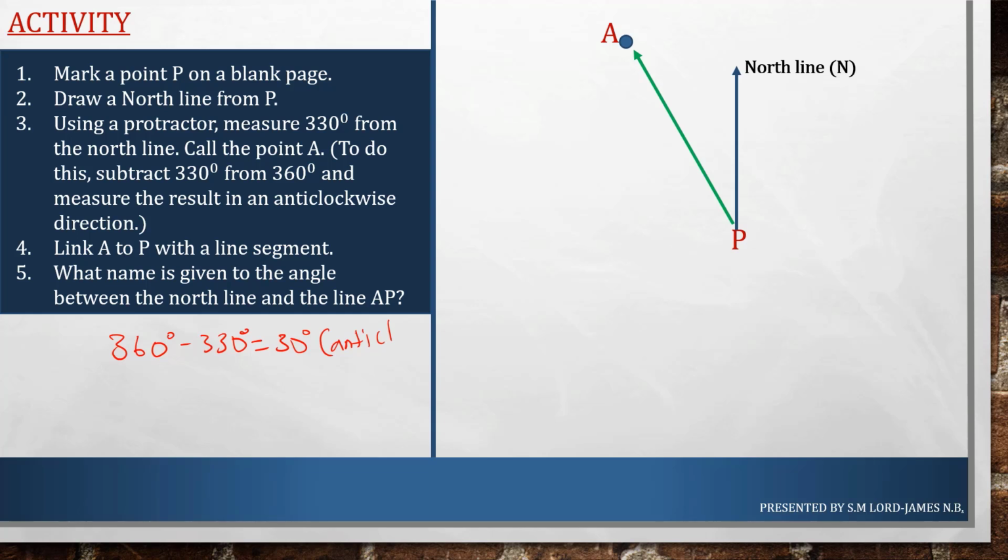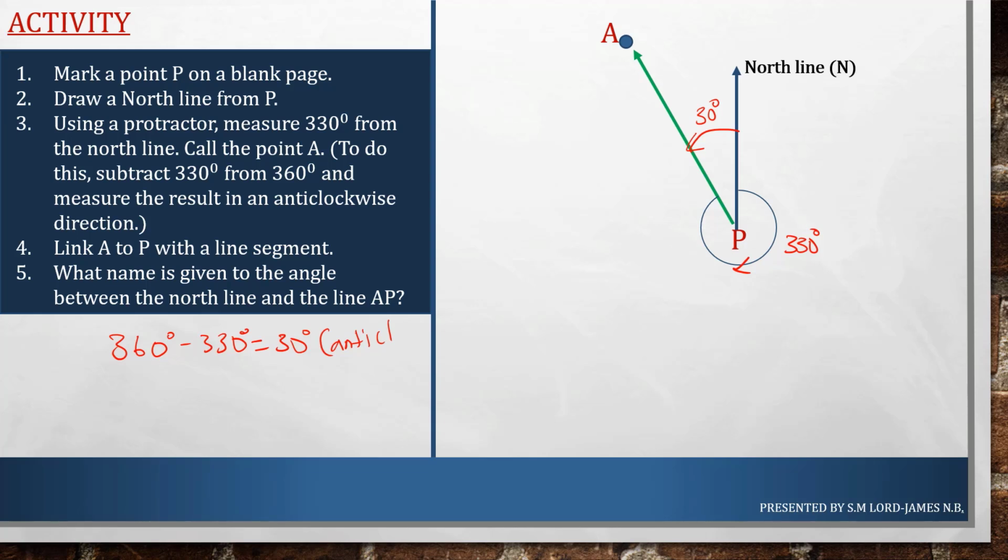What name is given to the angle between the north line and the line AP? We have seen that the measure of this angle is 30 degrees, which is not the bearing because it was measured in the anti-clockwise sense. But our bearing is to be measured from the north line as shown. So this blue curve is our bearing. So all of this is our bearing. So we have successfully drawn 330 degrees. So that is how we draw bearings that are greater than 180 degrees.